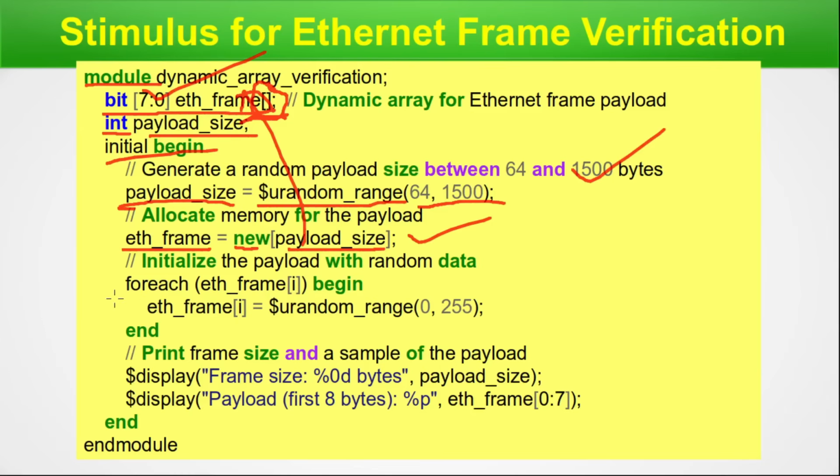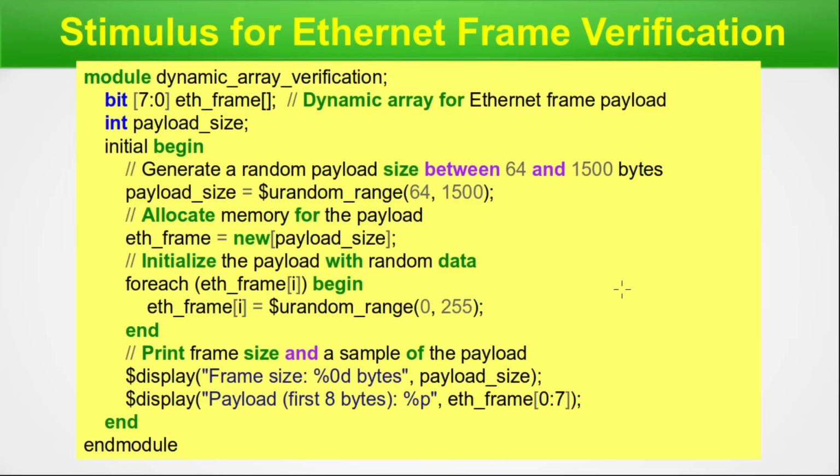And now we use a foreach loop. For each element of this Ethernet frame, we have the index i here, and for that we are again using the random number generator. However, now the range is 0 to 255, and for each of these elements we are saving the random numbers. So you can see we are generating the size with a random number and we are filling up the elements also with random numbers. The entire thing is not fixed. Rather, it is flexible and dynamic.